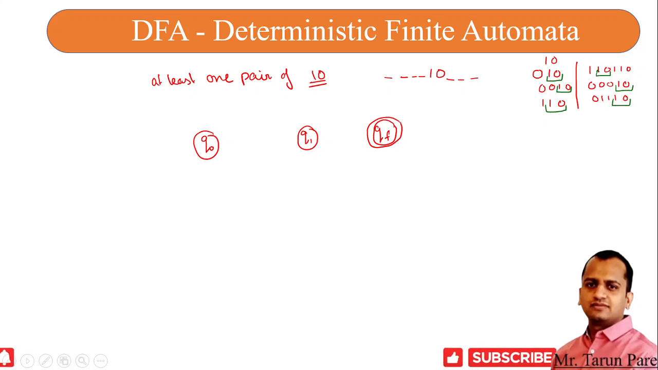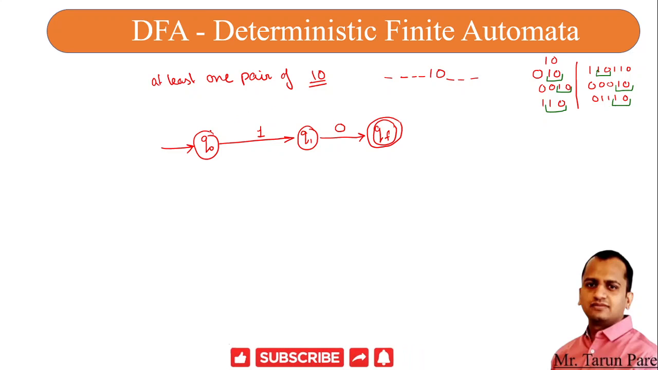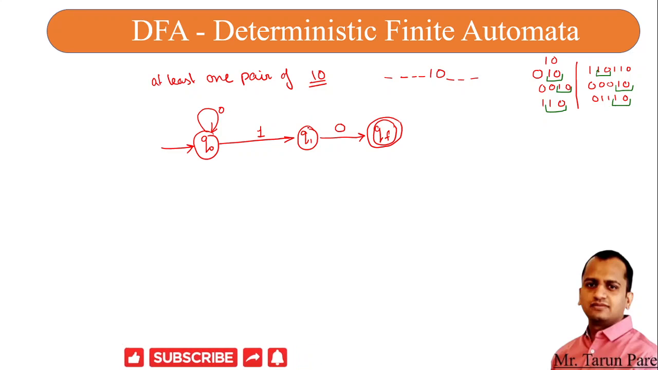So what does this finite automata express? From q0 to q1 you pass 1, from q1 to qf you pass 0. Now if there is any number of elements which starts with 0, then for that you put the loop, and after 1, if there is continuous 1, for that you put 1.